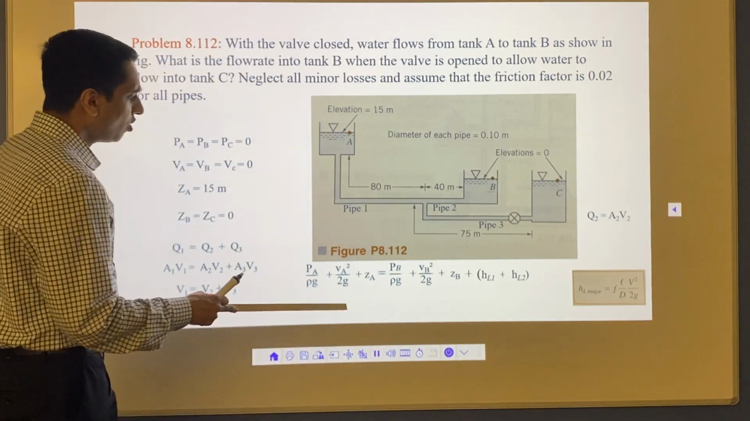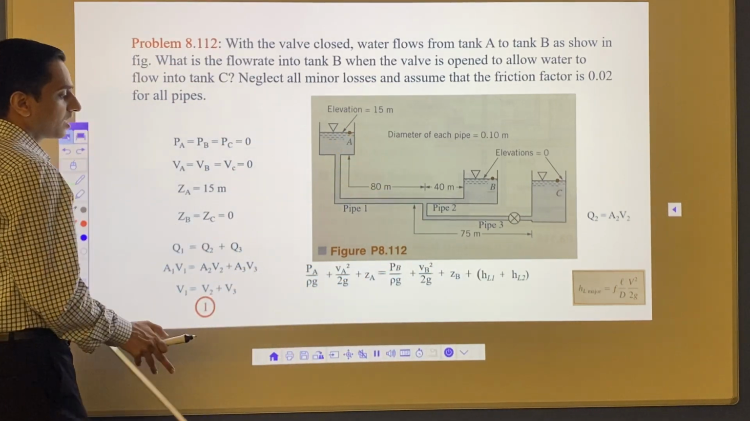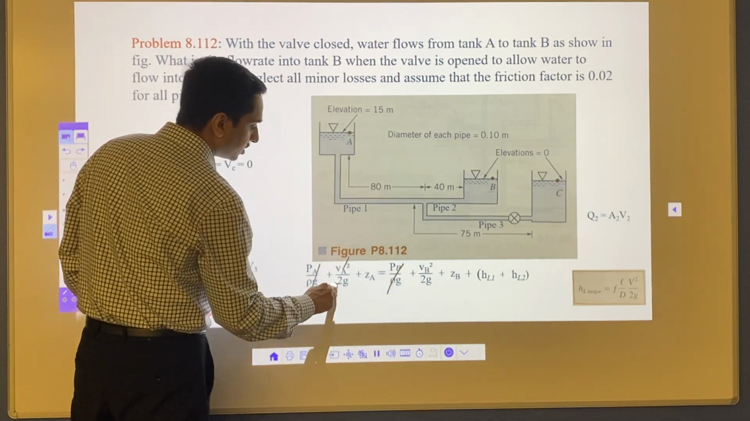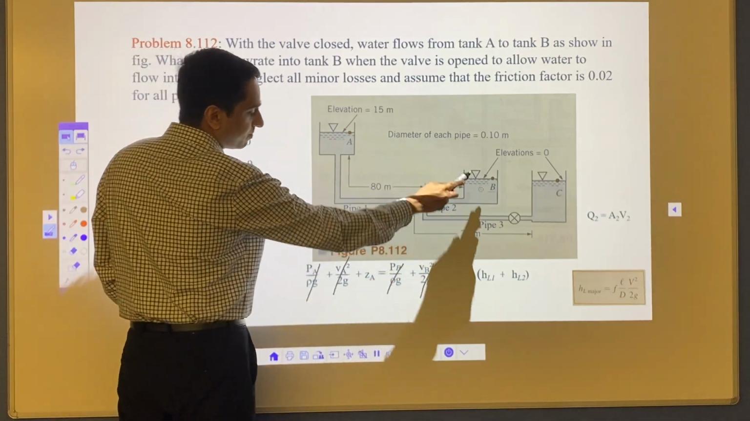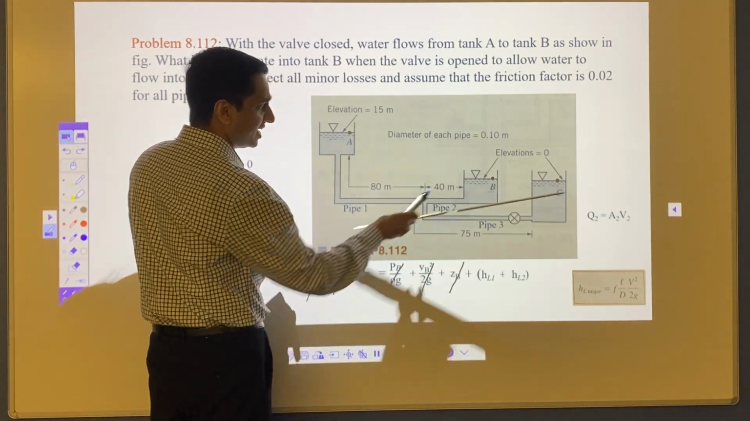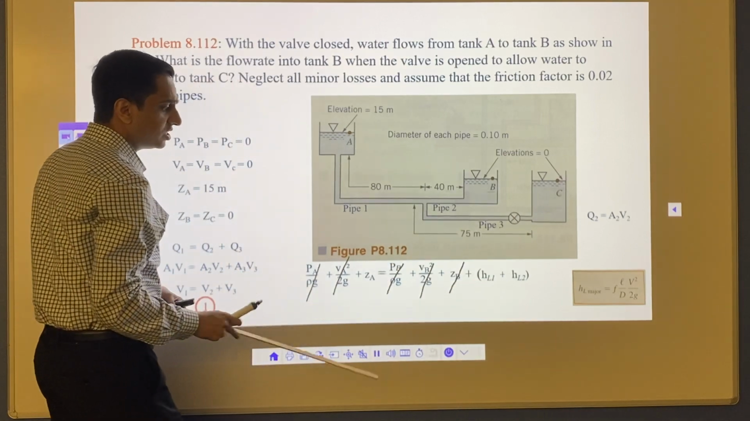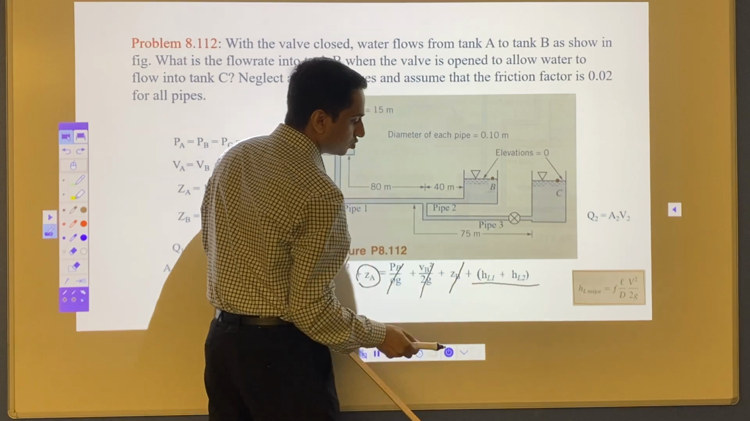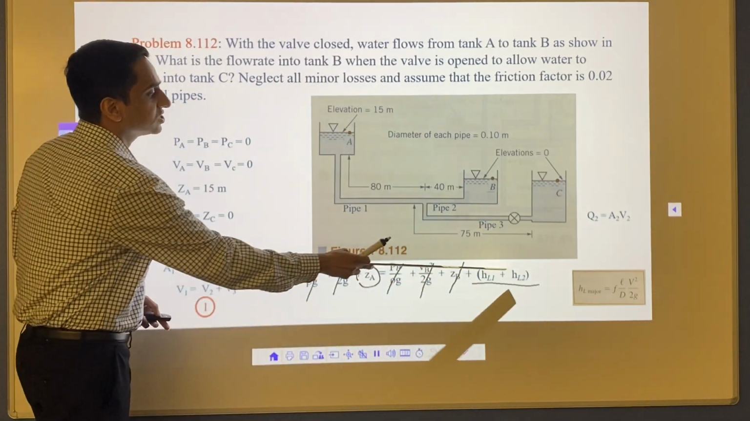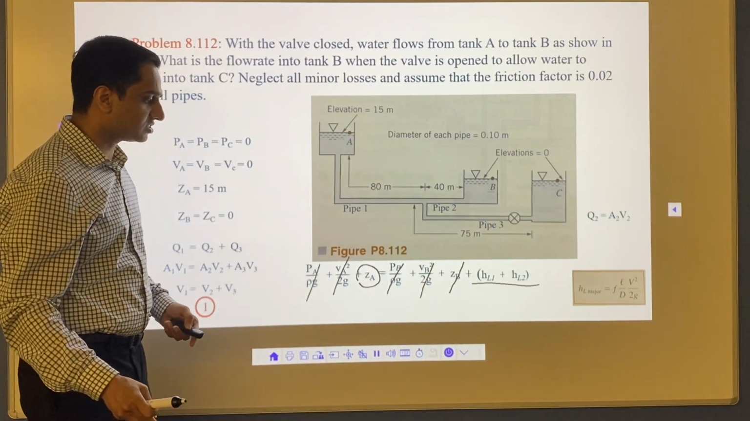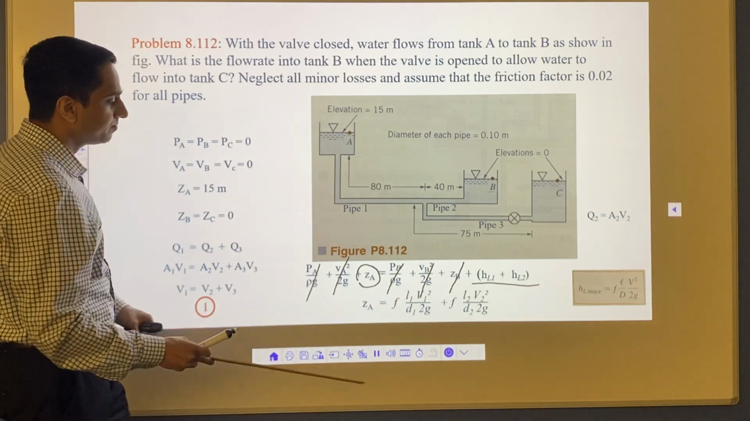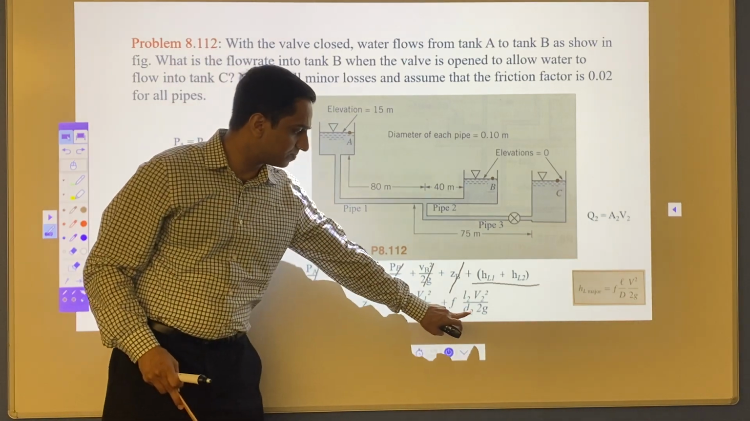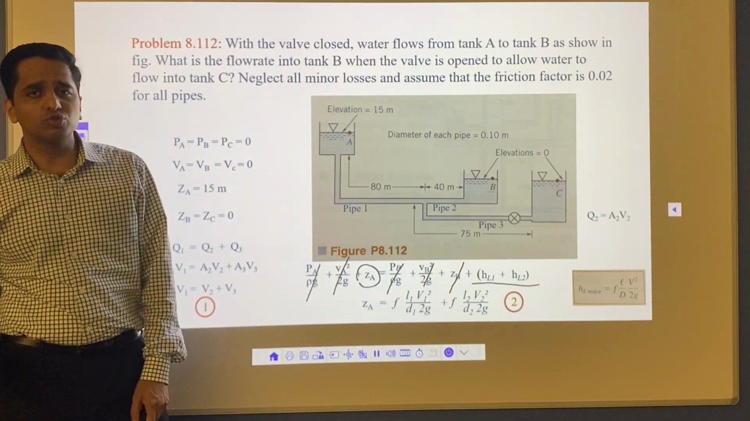Now, for this Bernoulli's equation from A to B, PA, PB, PC are 0. So this one is 0. Velocities are 0. I'm going to cancel it out. The height ZB, the elevation at the base, is 0. So I have only 3 terms, ZA and HL1 and HL2, and that's pretty much it. If I solve these, I'll get another equation and you will see that. So here I'm going to put this here. So I have ZA, HL1 plus HL2, and I'm going to call this one equation 2.